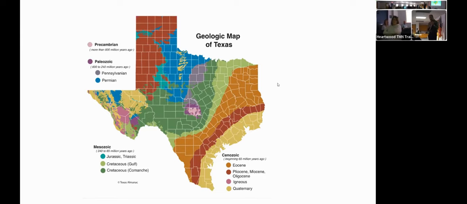Right? And what's actually even more interesting is you've got things like this. What is that? Edwards Plateau. That's not a plateau. It's the land of uplift.